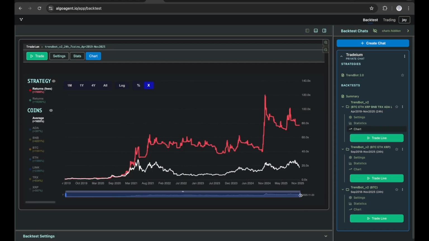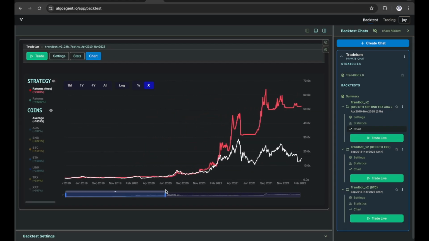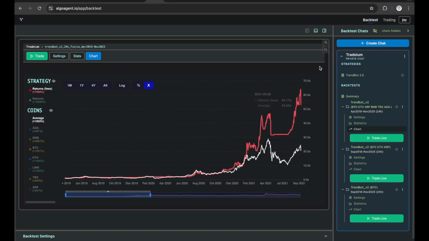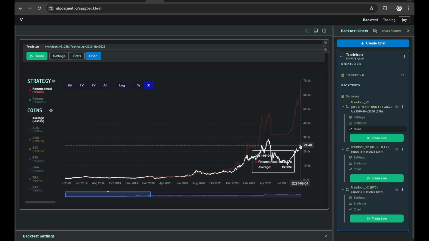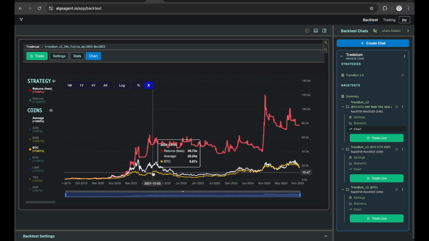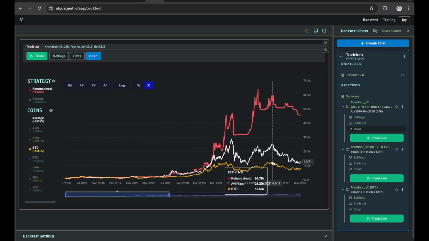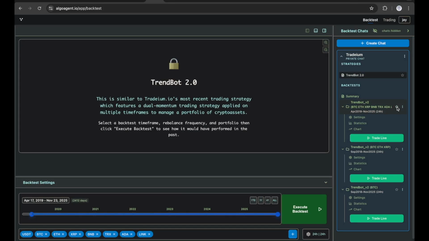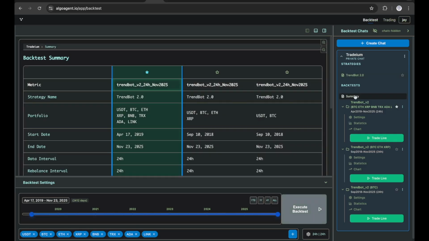Looking better. Zooming in on last bull market, we saw a peak of 65 times your money versus the averaging of the coins in the portfolio of 24 times your money. And that's compared to Bitcoin's 12 times your money. This is my favorite strategy, so I will favorite that. And when we go to the summary, that one will be favorited right here.